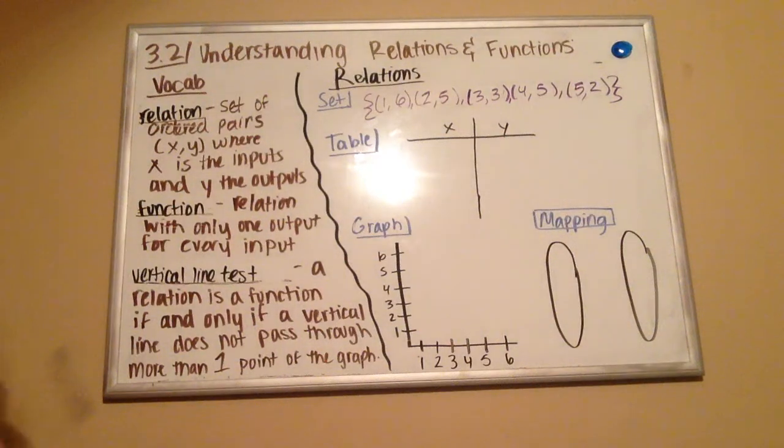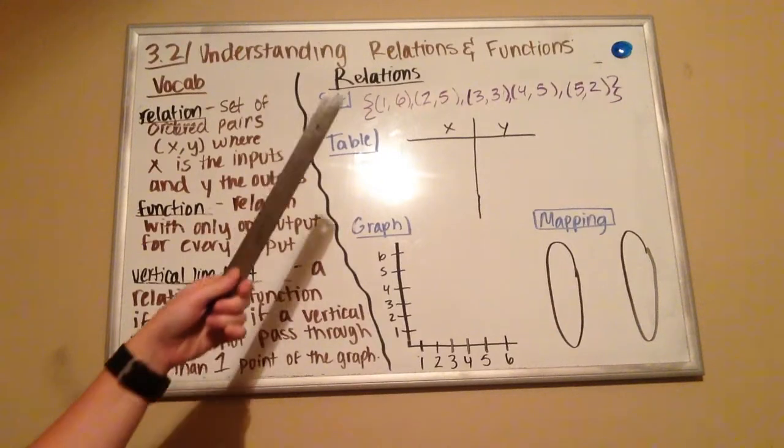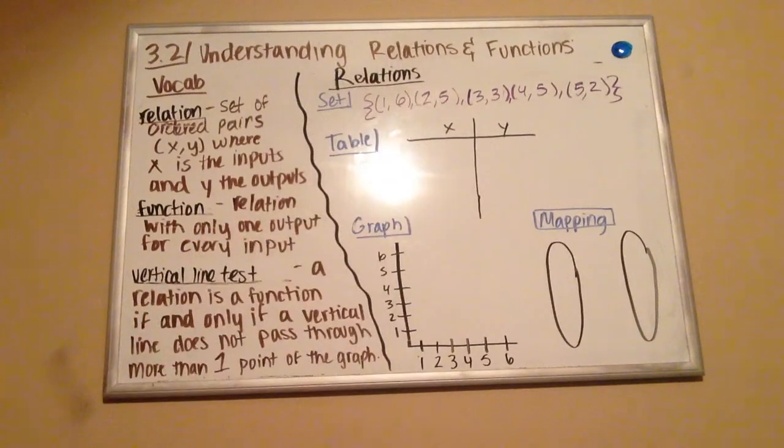Alright, so here we are with section 3.2. We are going to be going over understanding relations and functions today. So we're going to start talking about graphing things and looking at which ones are functions, which ones are just relations, how are they related to one another.